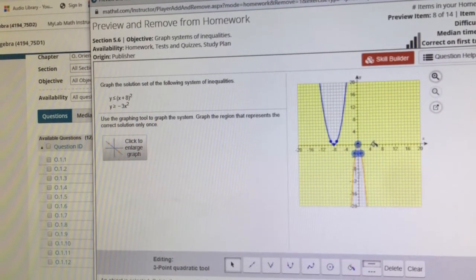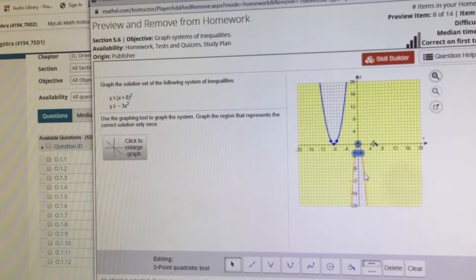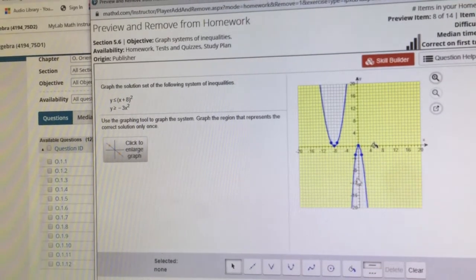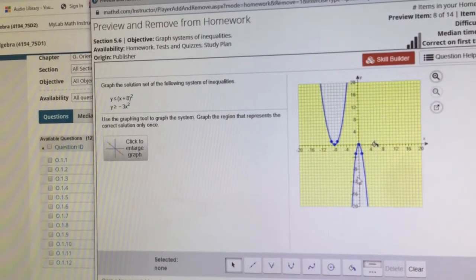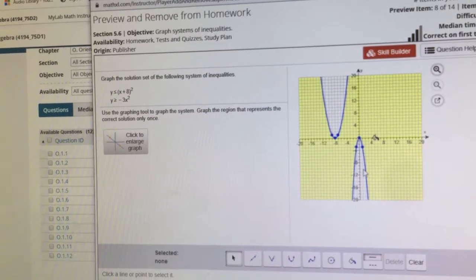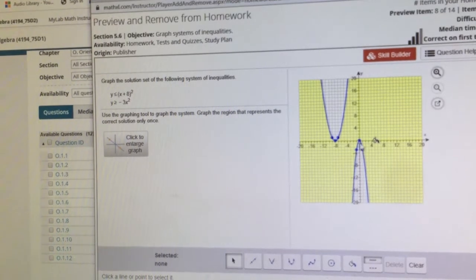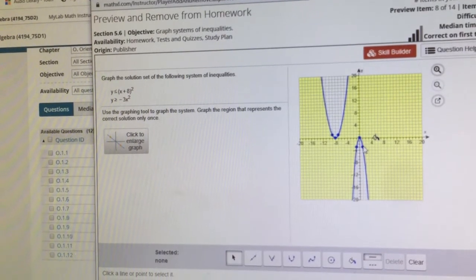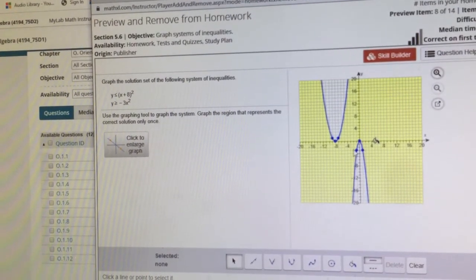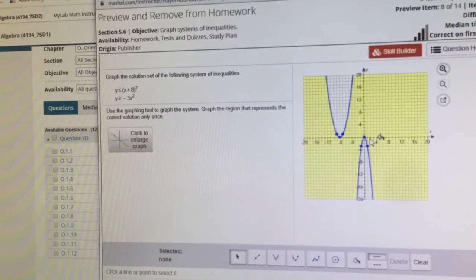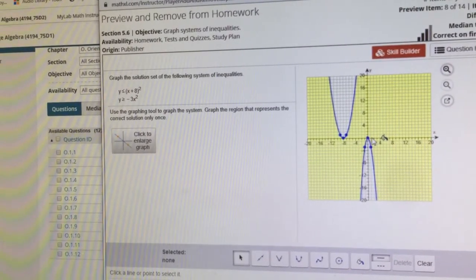Now notice how it took the shading out, but we've got to check, make sure that's right. Is it shaded inside the parabola or is it shaded outside like it shows? So let's just figure this out here. And I can't try 0, 0 this time because the parabola goes through 0, 0. So what I'll do is I'll do 1, 0, which is right here.